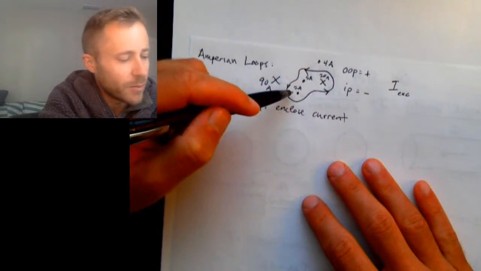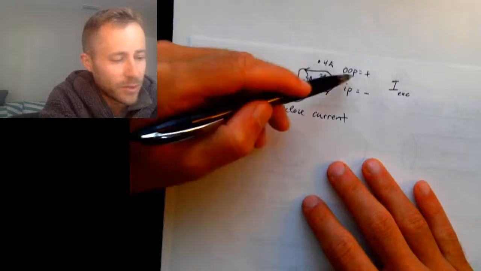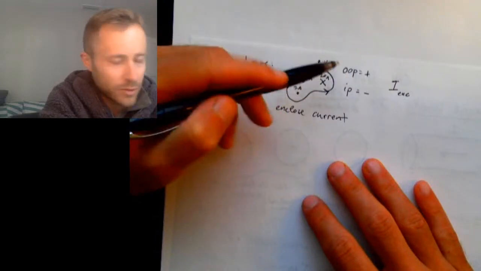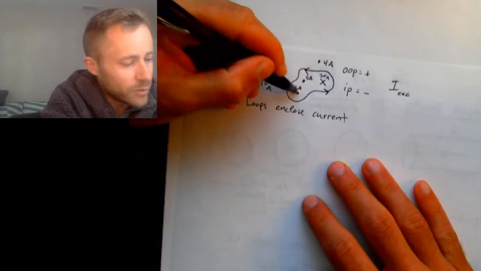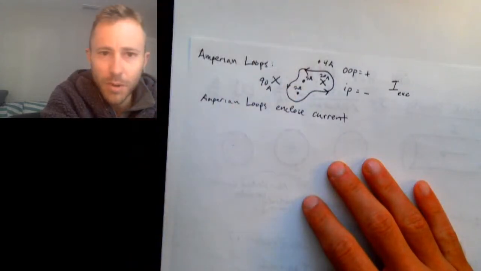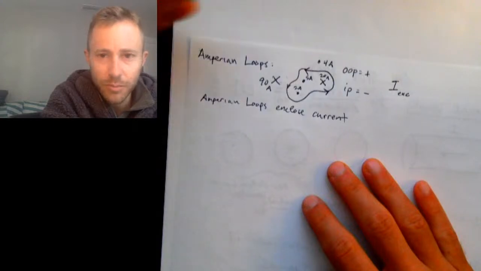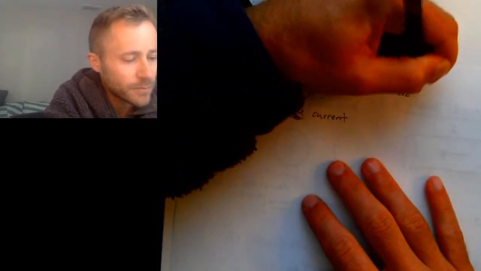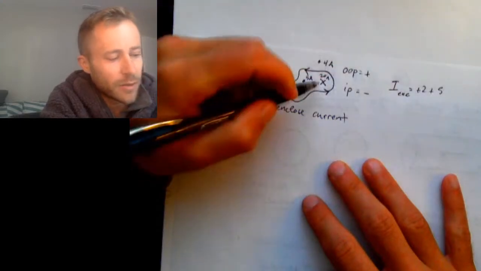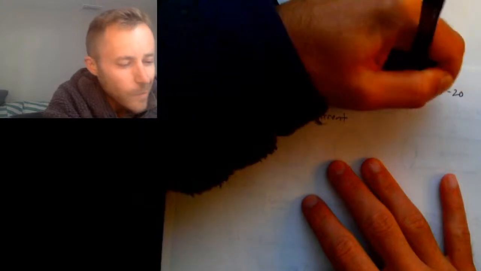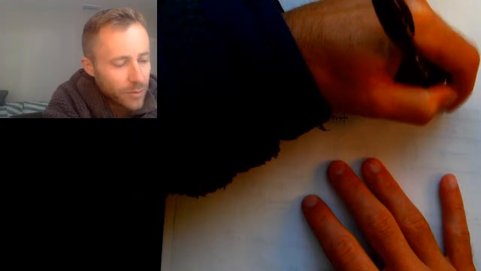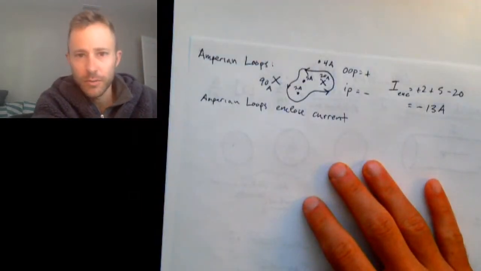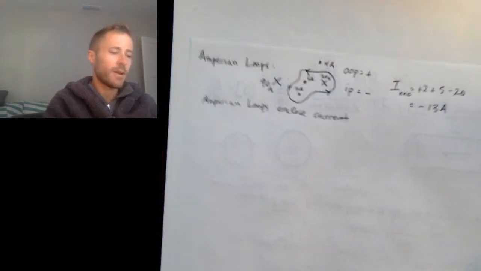So what that means is that because of the right-hand rule, we determine that out of the page is positive. So these 2 amps and 5 amps are positive out of the page, so plus 7. And then the 20 amps is into the page, so we have minus 20. And so that gives us minus 13 amps is the current enclosed by that Amperian loop. Okay?